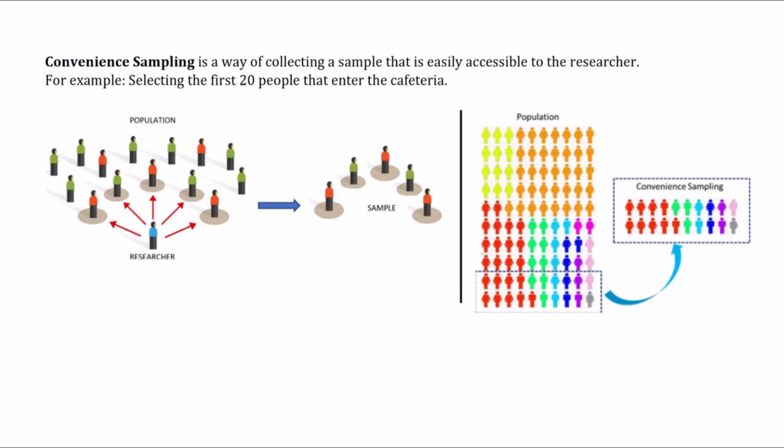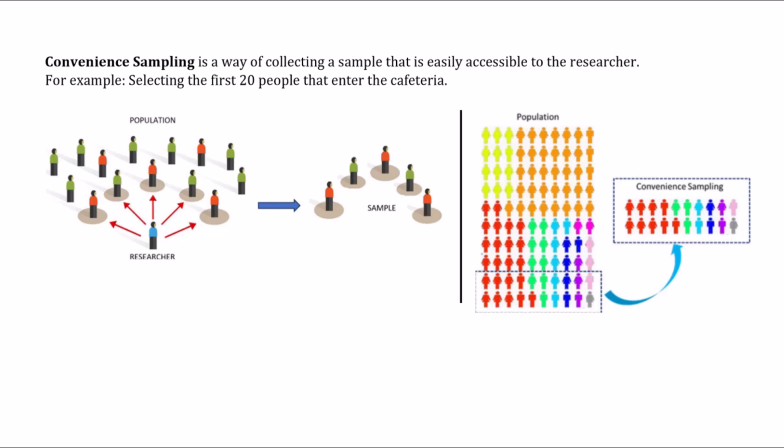And then convenience sampling is almost like the opposite. You've got this researcher here, right? But instead of arrows coming towards the researcher, the researcher is touching the 5 closest people here. So it's just gathering a sample out of convenience, literally. So for example, if you're standing in front of a store and you sampled the first 50 people that walked into the store, that would be a convenient way of gathering a sample.